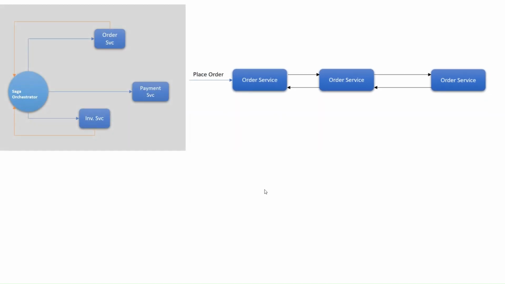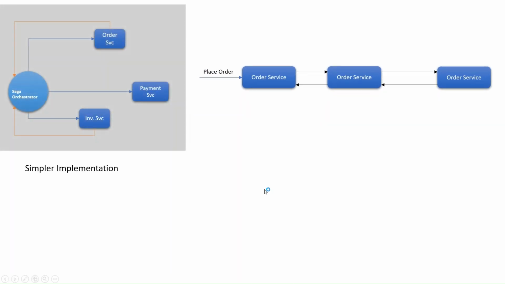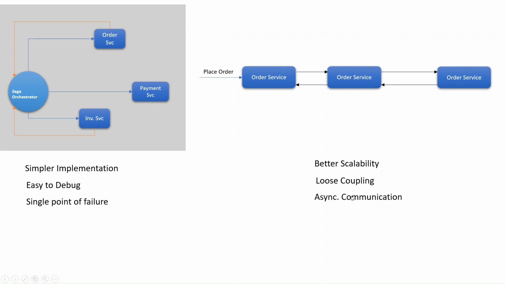The orchestrator is very easy to implement and easy to debug, and there is a single point of control, because you know in which sequence your services are going to call each other, or in which sequence they are going to compensate the transaction. On the other side, in choreography, you have better scalability, loose coupling, and asynchronous communication.